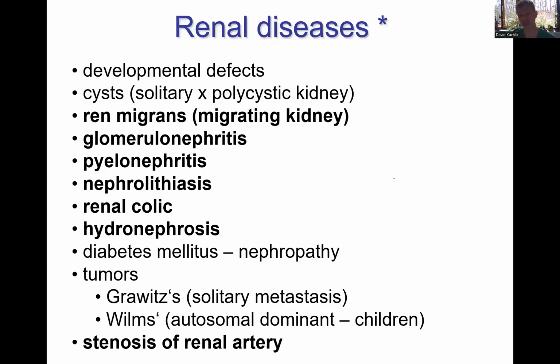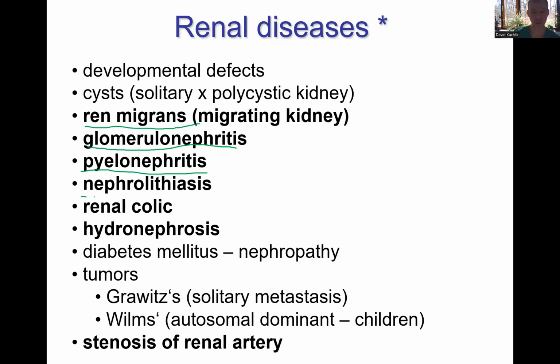So some of the renal diseases which you can know: we have talked about the migrating kidney in case of reducing the fat pad around the kidney. We have talked about glomerulonephritis, which is usually autoimmune and can also involve the mesangial cells. The kidney can be infected from below, so from the urethra and urinary bladder. Then pyelonephritis is usually connected with fever and back pain.